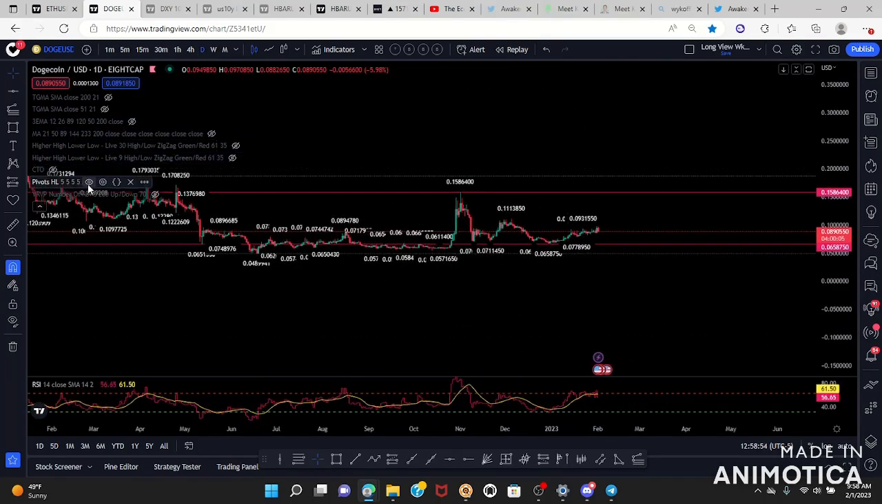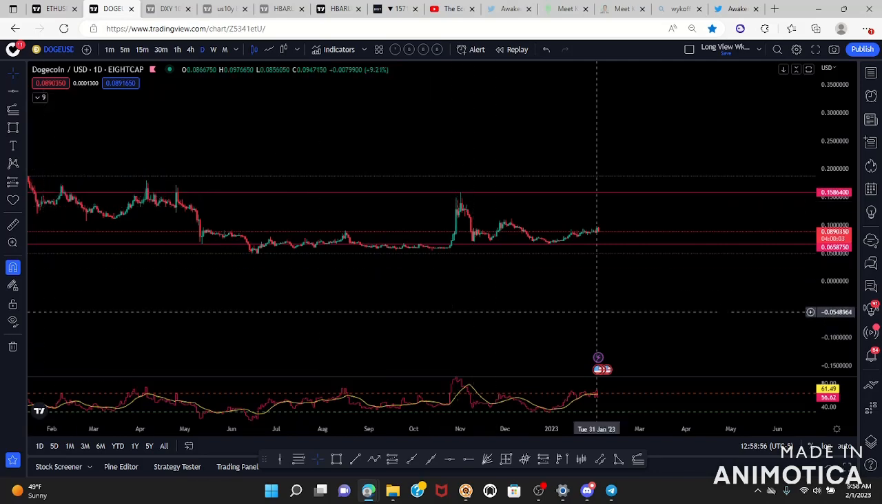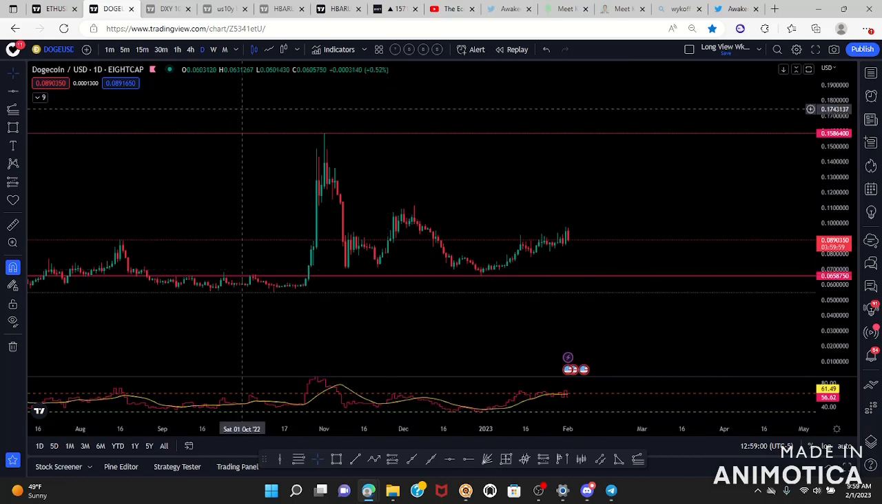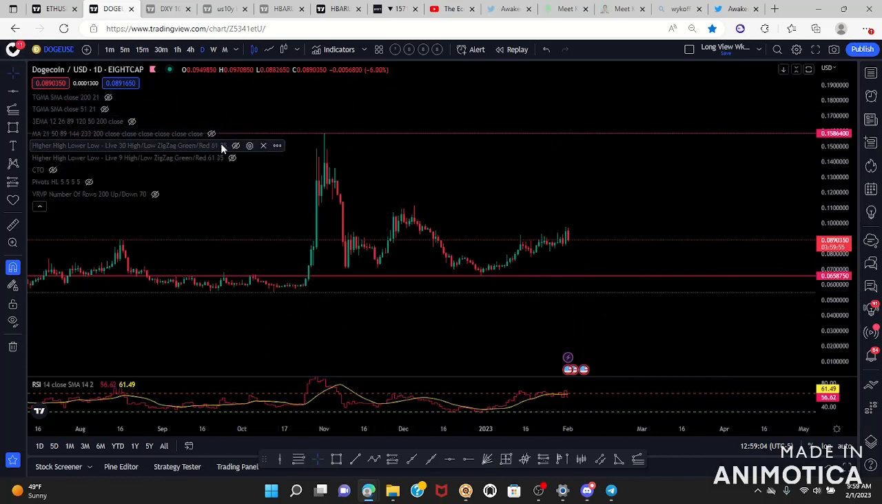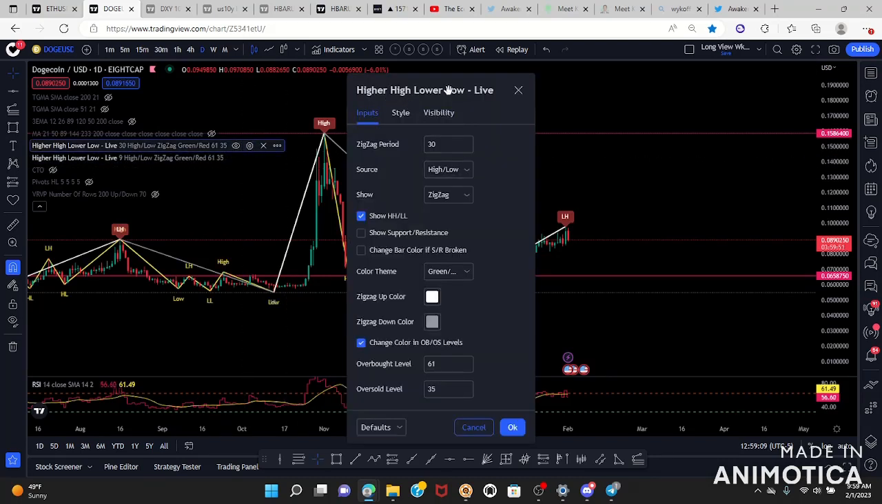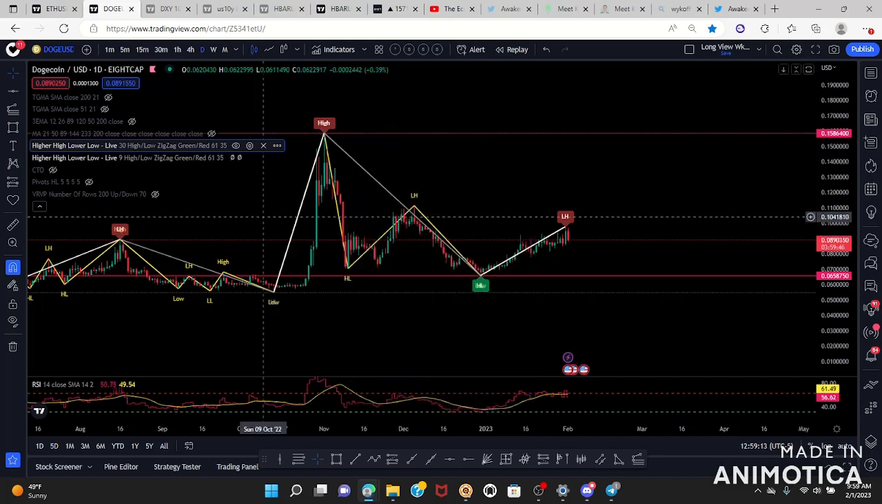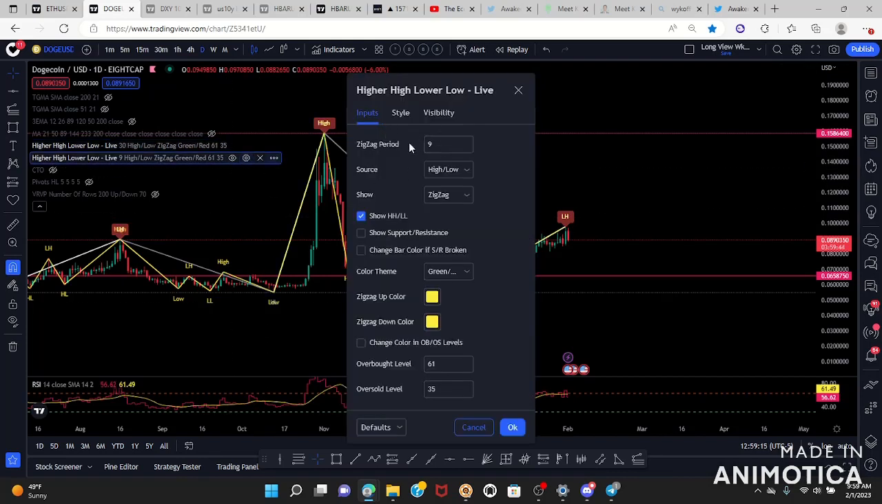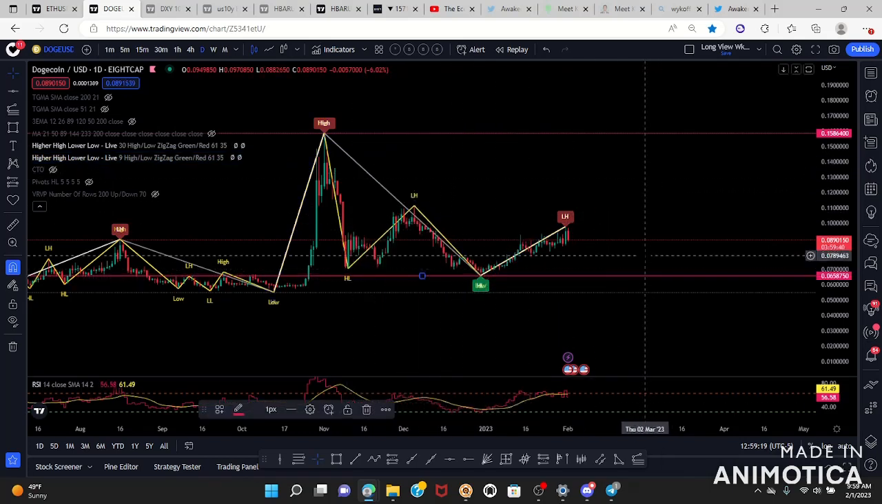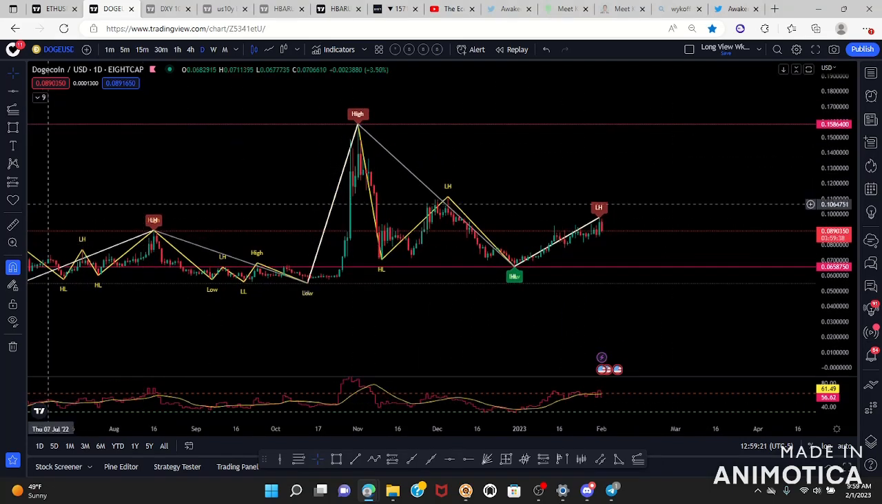Within my daily range, I'm going to set also some highs and lows and do some trend lines. So first thing is that you want to turn on your higher high, lower low indicator, and I have two of them. One is set at 30 and my second one is set at 9, and then this just gives me a good view of where my highs and lows are.